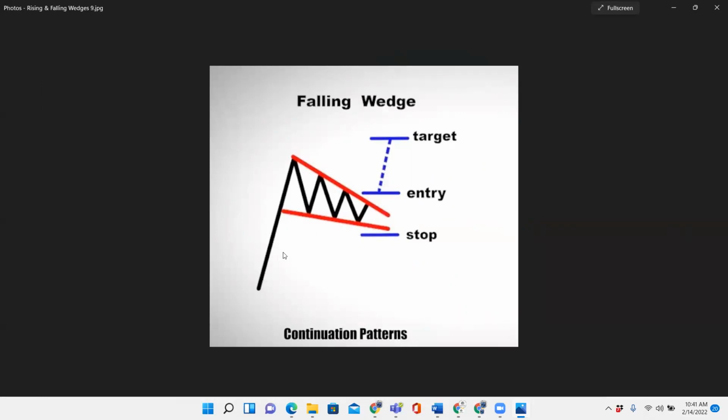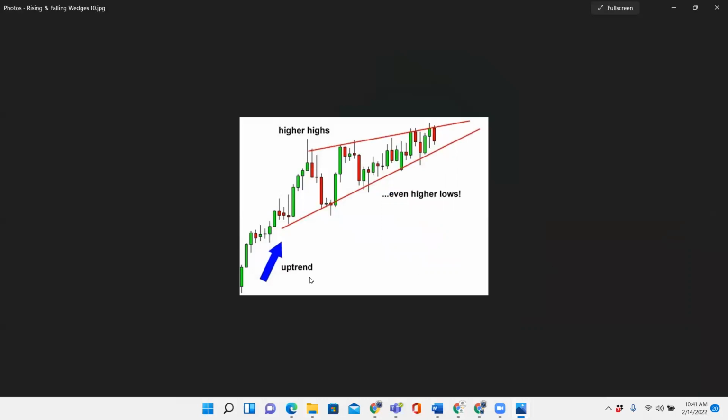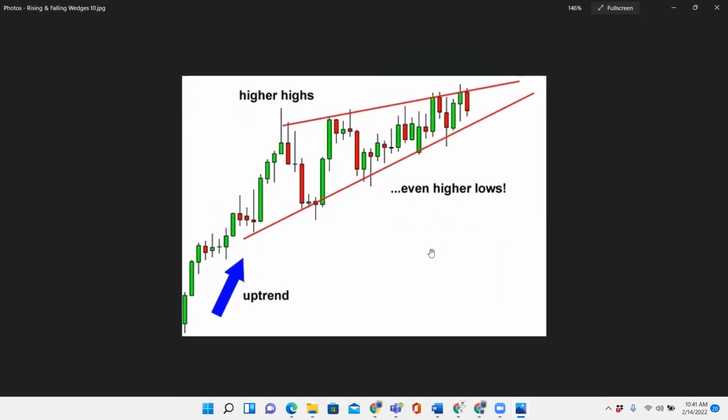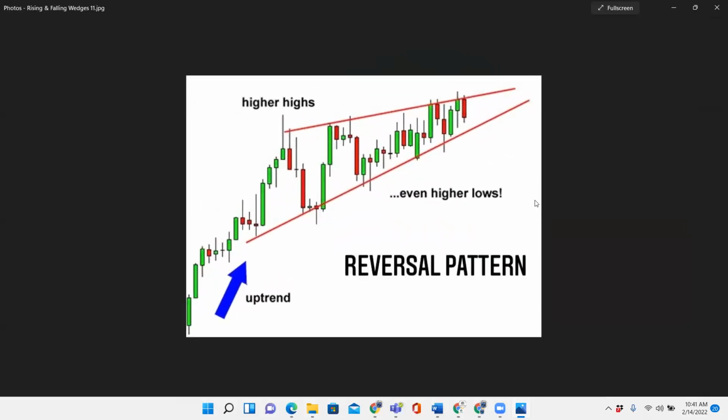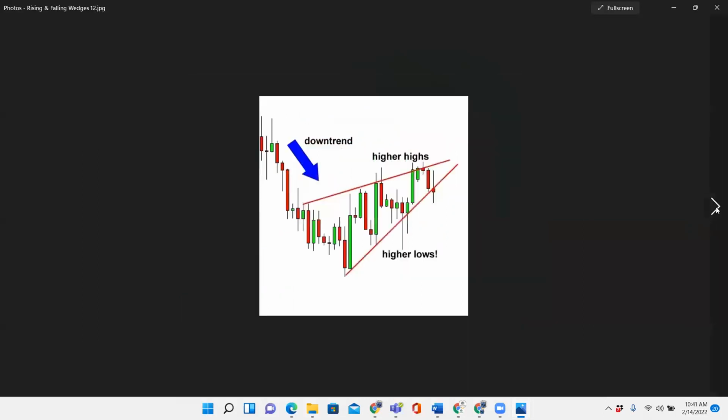So the pattern was up. We come down with the falling wedge. We're going to continue with the rising of the momentum. So we have an up and an up, an upward trend with the rising wedge. What would this be considered? Reversal pattern. If you said reversal pattern, you are correct with that.